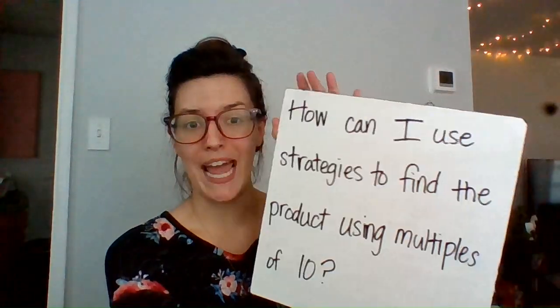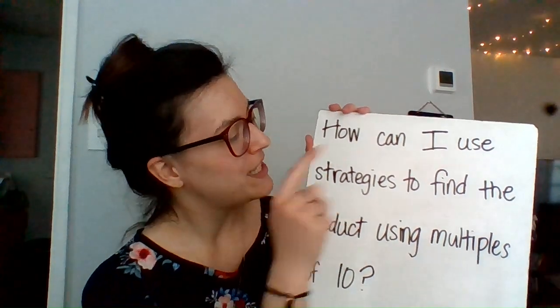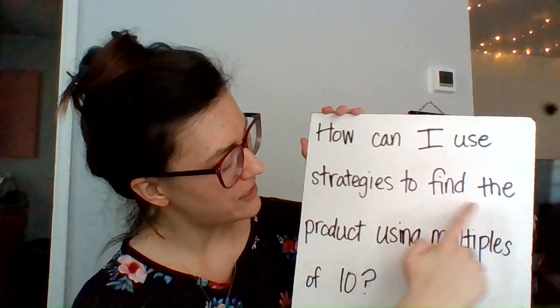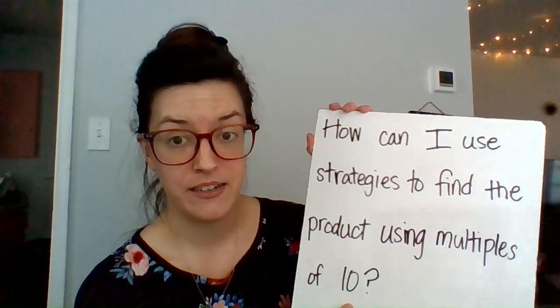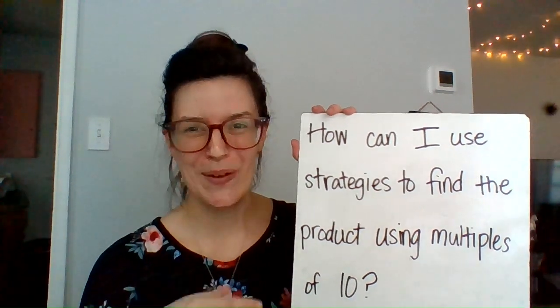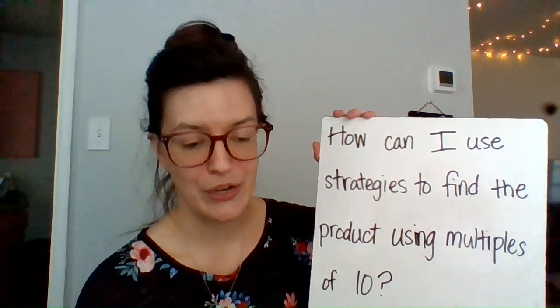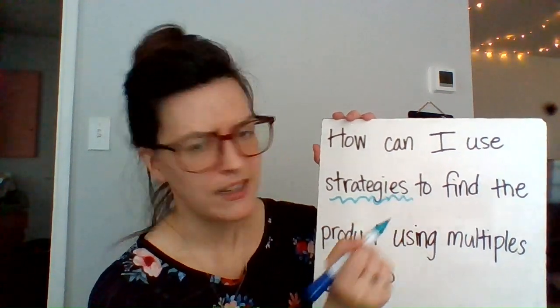So we're going to go ahead and use this question, just like always, to guide our learning. The question that we're answering this week is, how can I use strategies to find the product using multiples of 10? Just like always, we're going to break this down. So let's focus on this word here, strategies. What is a strategy?